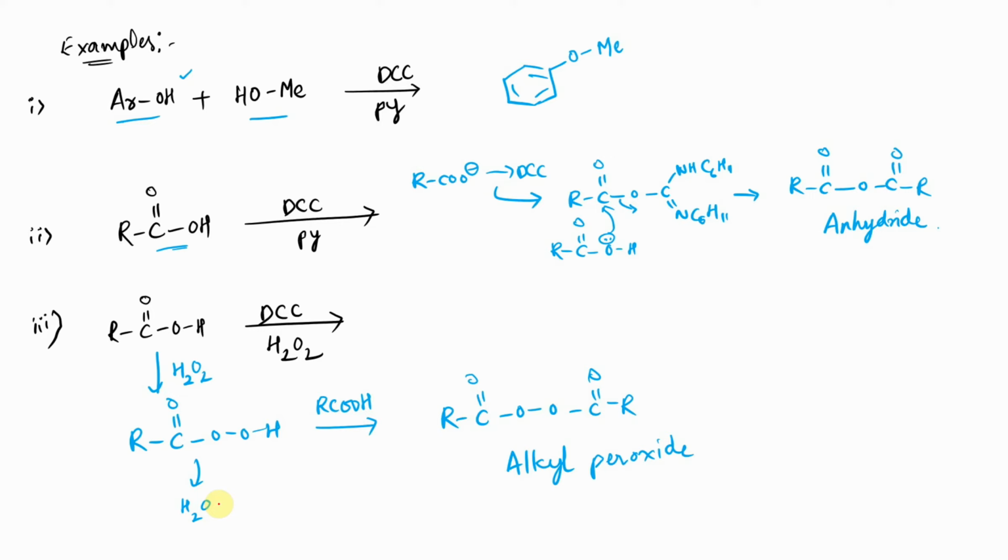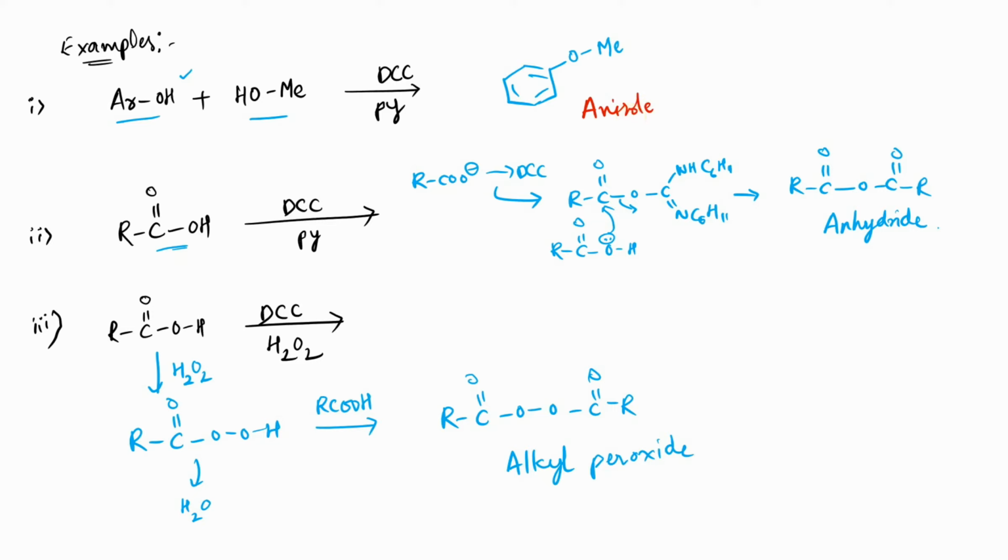Now, in the previous video, I gave you a question to answer. You have to name the product formed in example 1, that is, when you treat ArOH, that is phenol, with methanol in the presence of DCC, we get a product. What is the name of this product? This product is called anisole, in its common name.